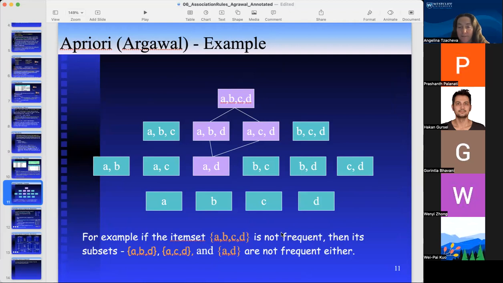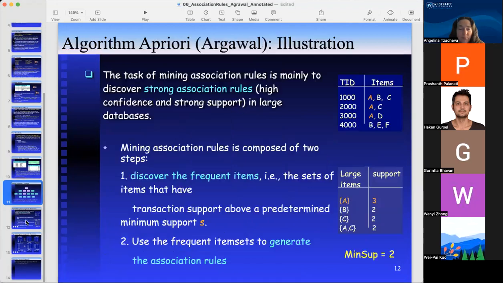If an item set is not frequent, then any of its supersets are also considered not frequent. We can remove the item sets that are not frequent from our results or from our analysis because we're not interested in them. So let's see, what are the steps of this algorithm? It's called the Apriori algorithm. How are we going to extract the frequent patterns?